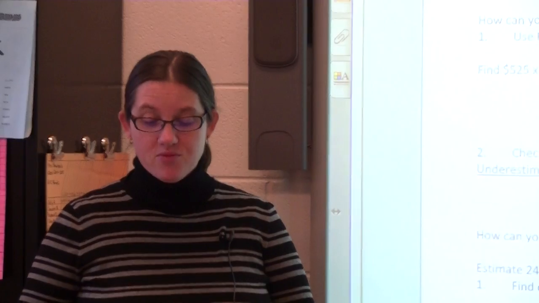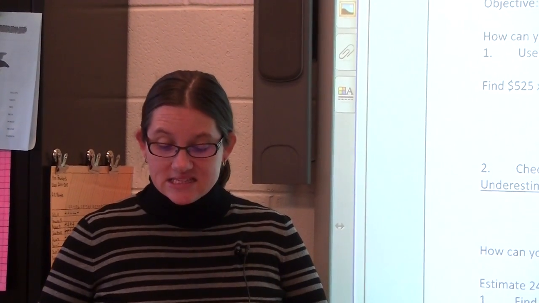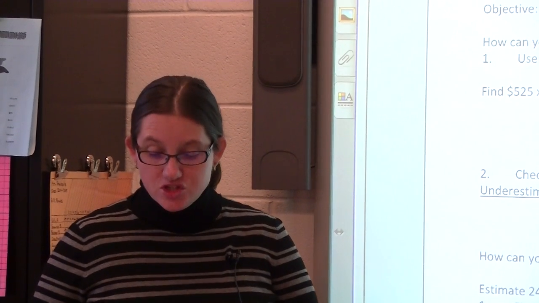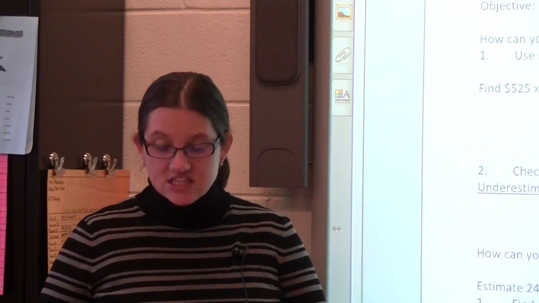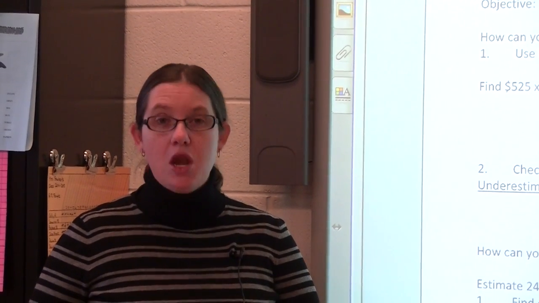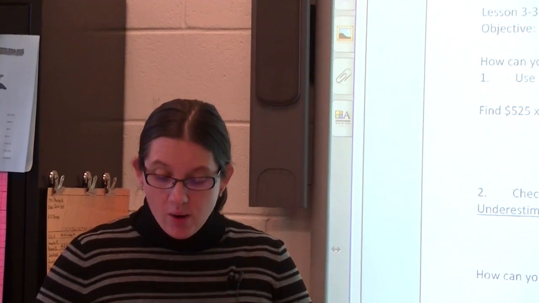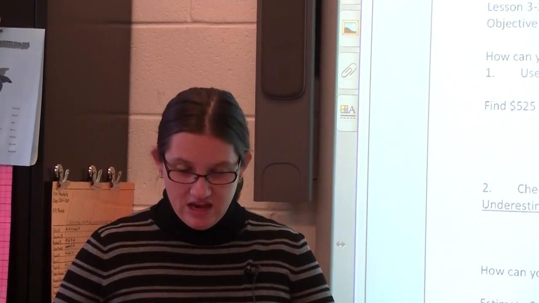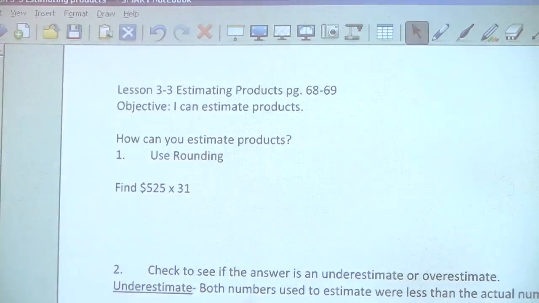Now go to the top of the right there where it says, both numbers used to estimate were less than the actual numbers. So 15,000 is an underestimate. So the store will actually take in more than 15,000. So the store will make a profit in March. Okay, so let's go and let's get this example copied down in our notes.